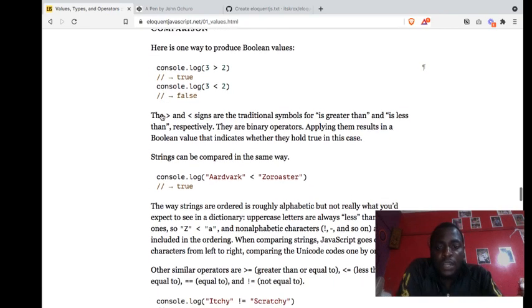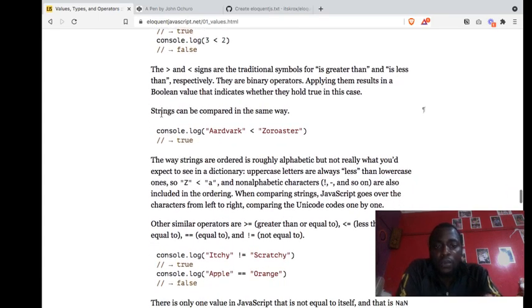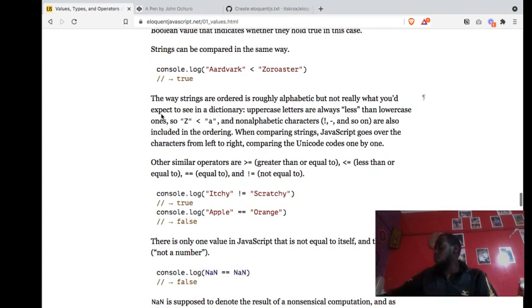The way strings are ordered is roughly alphabetic, but not really what you'd expect to see in a dictionary. Uppercase letters are always less than lowercase ones, so "Z" is less than "a". Non-alphabetic characters, like exclamation mark, dash, and so on, are also included in the ordering. When comparing strings, JavaScript goes over the characters from left to right, comparing the Unicode codes one by one.